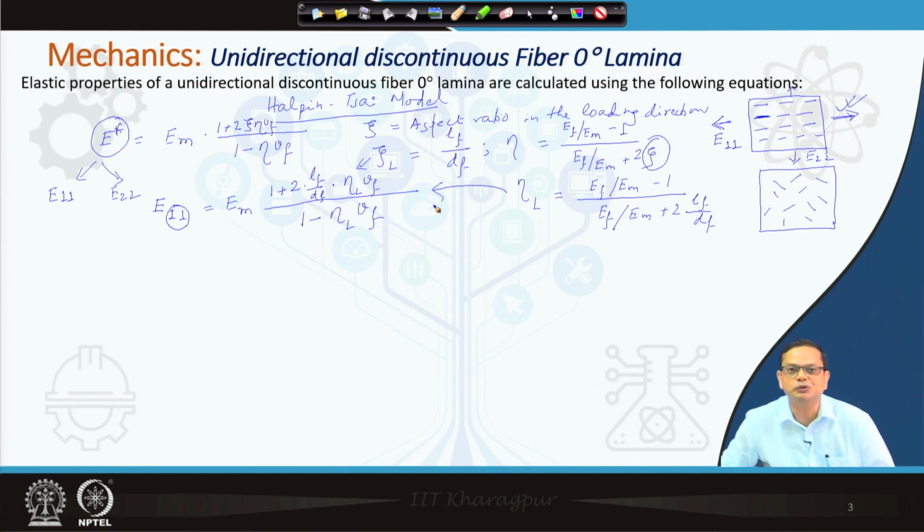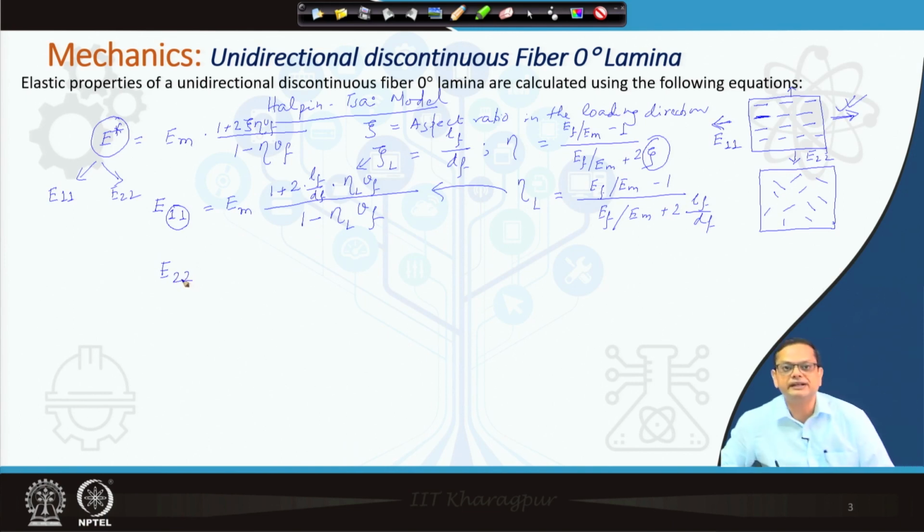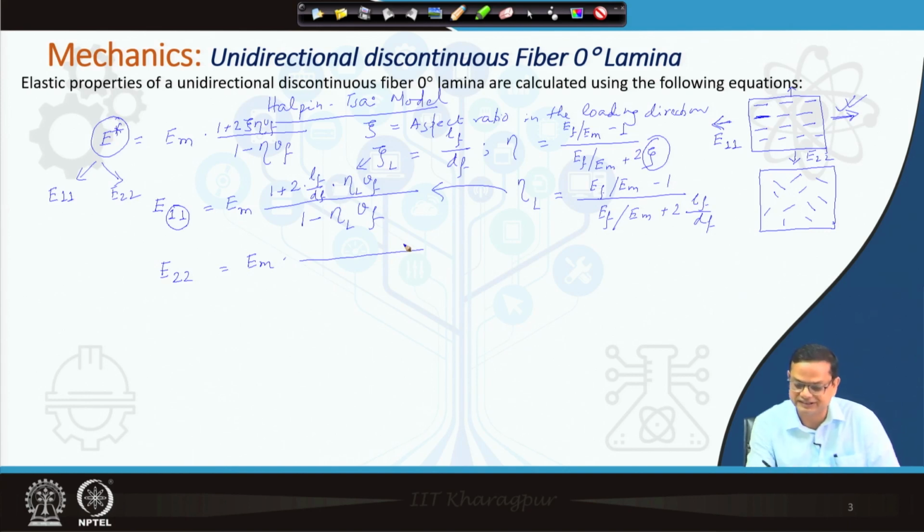So, now we can calculate the value of modulus in the longitudinal direction. Similarly, we can also calculate the modulus of the composite material in the transverse direction, which is E22, and E22 would be equal to Em multiplied by, so we will be using again the similar equation. However, in this case the value of xi transverse, xi t, is equal to how much will it be?